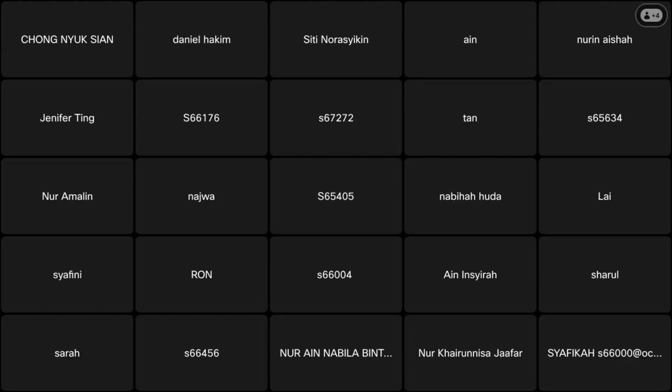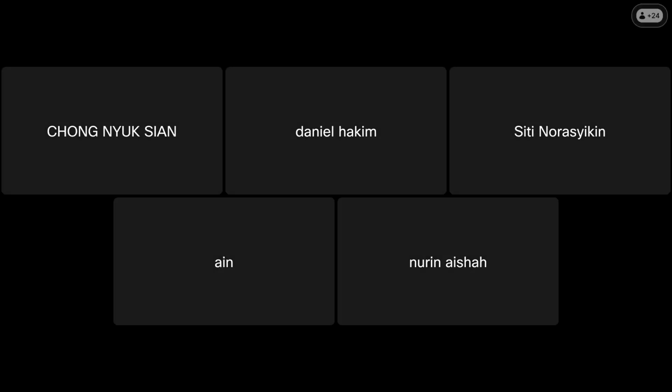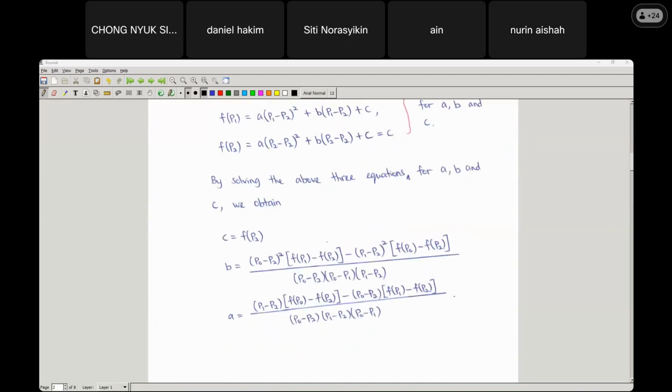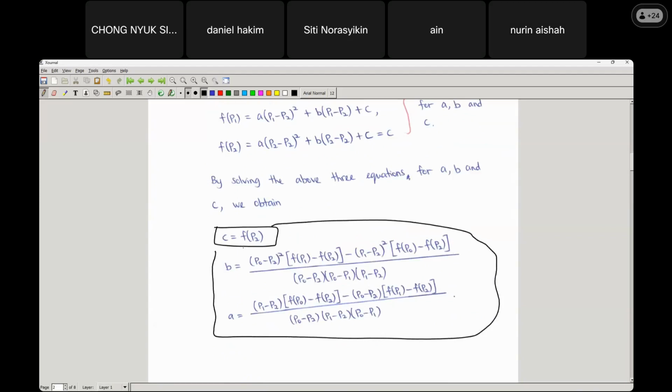All right, now let me show you the notes. I'm not going to teach how to solve the equations in the class. You have three equations and you already found your c, which is known. Next, you do substitution, and so on. You will get your b and your a here. So this is your c, this is your b, and this is your a.